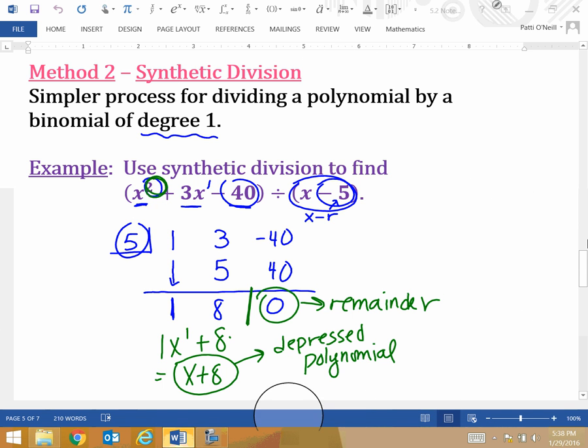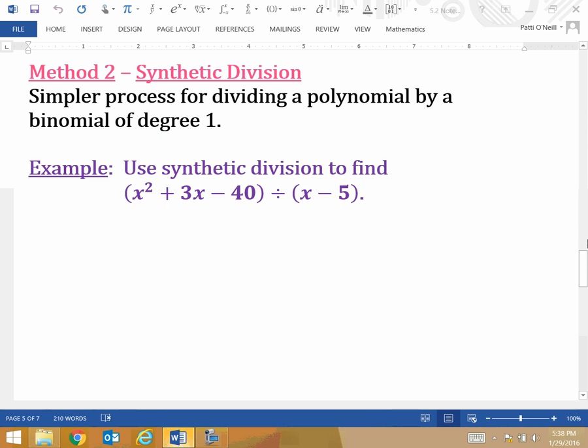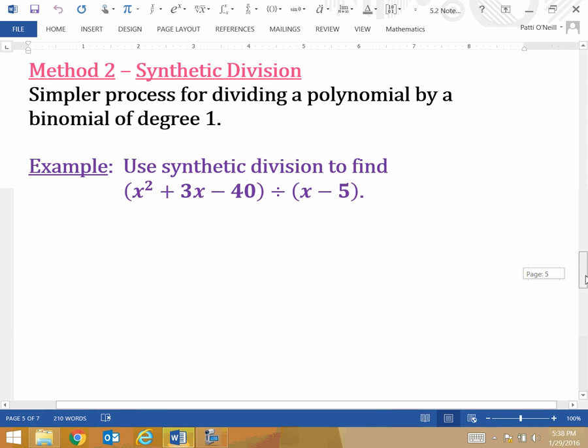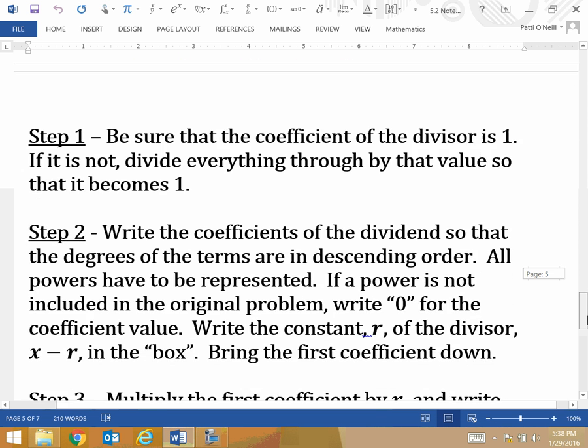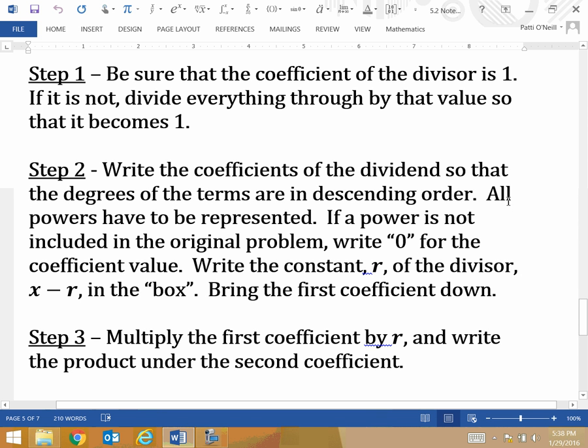So let me do this for you. Let me go to the next couple of slides here that are going to have the steps on it. So the first step is, you should get these in your notes. Be sure that the coefficient of the divisor is 1. If it is not, divide everything through by that value so that it becomes 1. You may have to stop and start the video as you go through this. So we want to make sure the coefficient of the divisor is 1. And if not, divide everything through by that value so that it becomes 1.